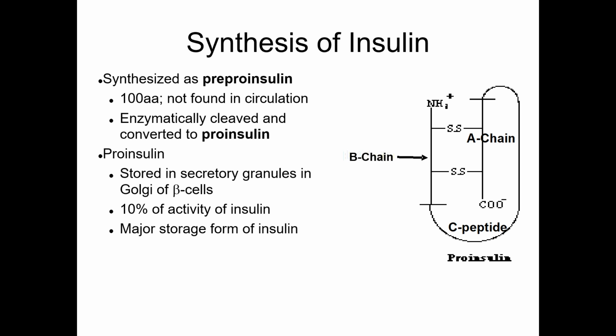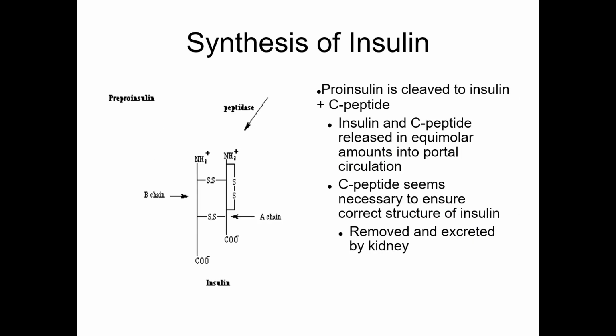Proinsulin has 10% of the activity of insulin, and it is the major storage form of insulin. Proinsulin is cleaved to insulin at the C-peptide. Insulin and C-peptide are released in equimolar amounts into the portal circulation. C-peptide seems necessary to ensure correct structure of insulin. It's removed and excreted by the kidney.